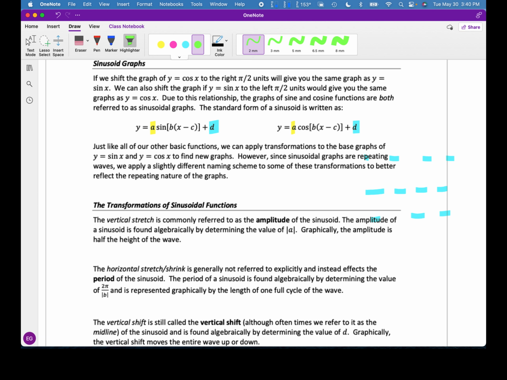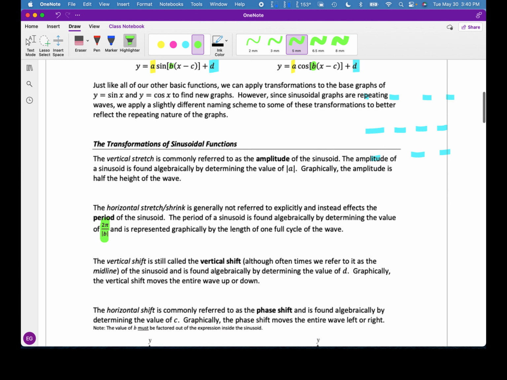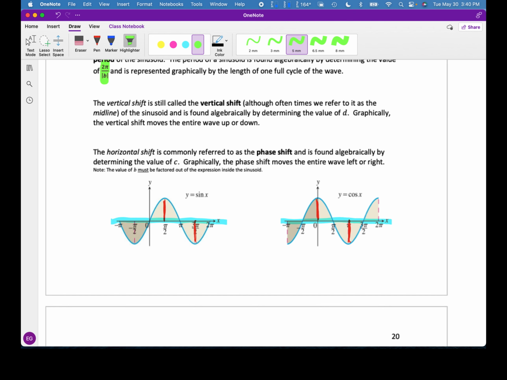Next things are a little bit trickier. Most of the time we figure out this B value first, which is going to help us with the period. So I have that right here, the period. That's how long it takes the graph to repeat itself. So if we look at these graphs, they are repeating themselves after a certain amount of time, and that is the period. We find that by doing 2 pi over b.